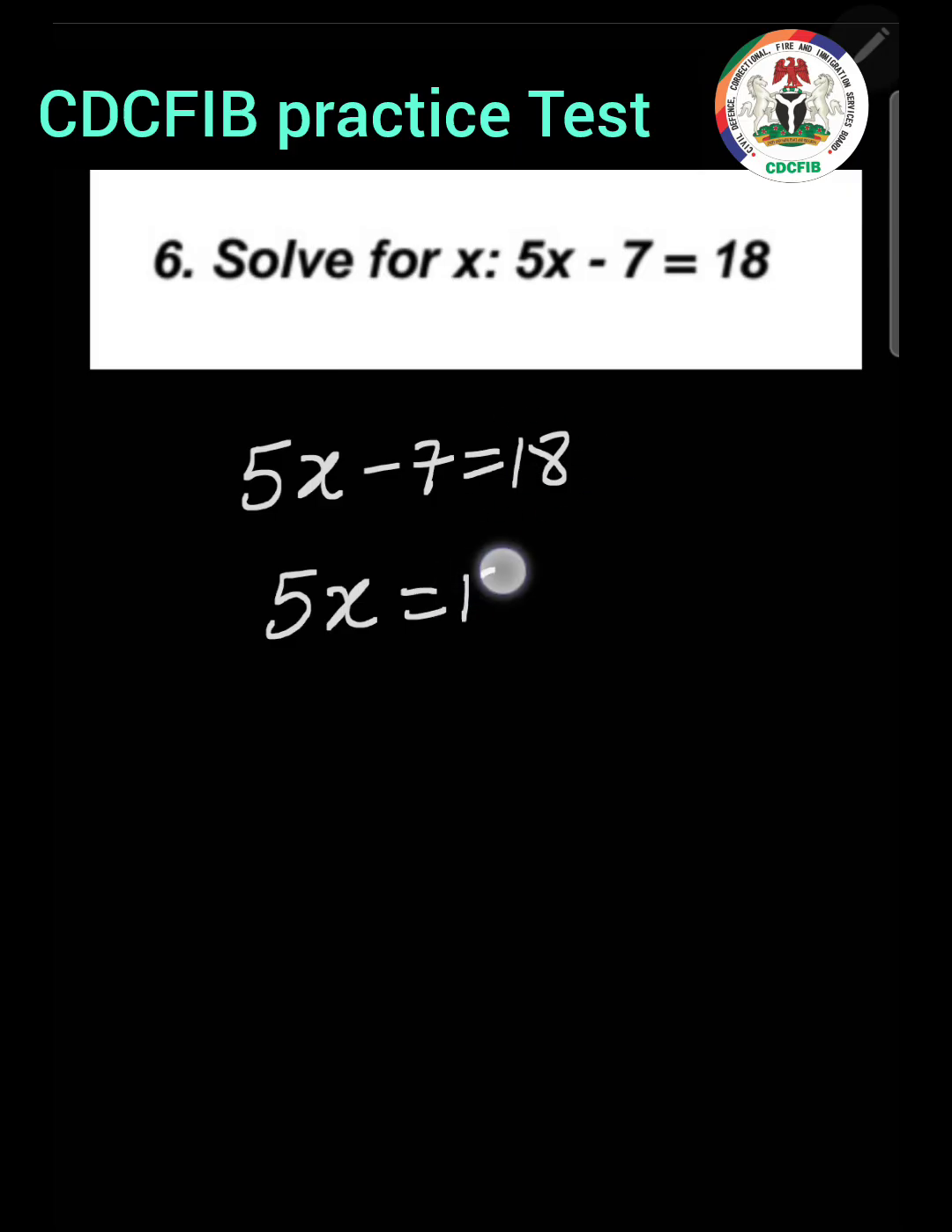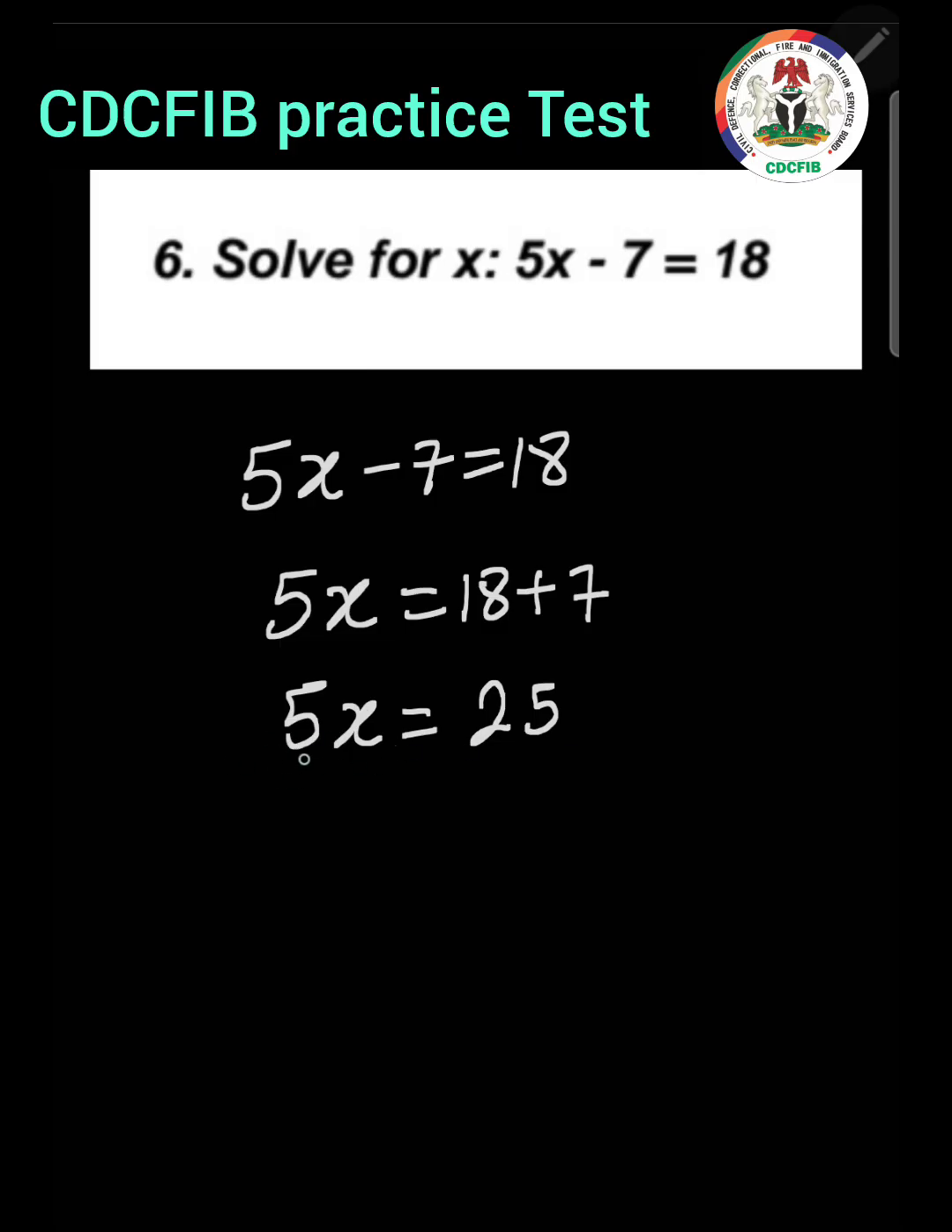Solve for x, given 5x minus 7 is equal to 18. So this is a linear equation. We are given 5x minus 7 is equal to 18. The first thing we need to do is to take this constant negative 7 to the right hand side of this equation. So this is going to be 5x equal to, whenever a negative number crosses an equality sign, it becomes positive. On the right hand side here we have 18. So this negative 7 is going to become positive 7. So we're going to have 5x equal to 18 plus 7, which is going to give us 25.